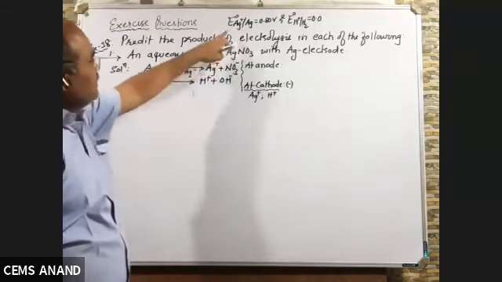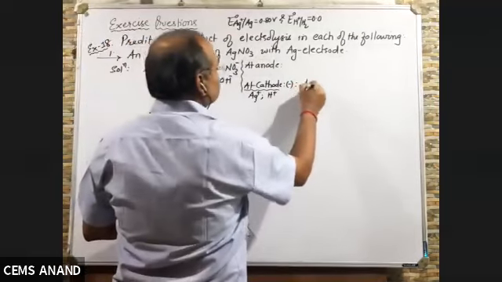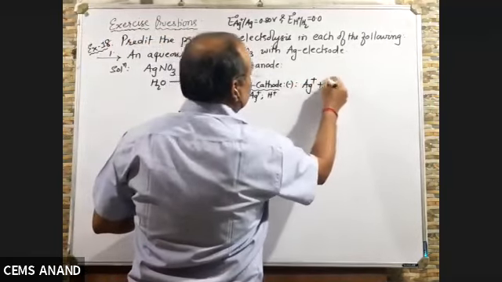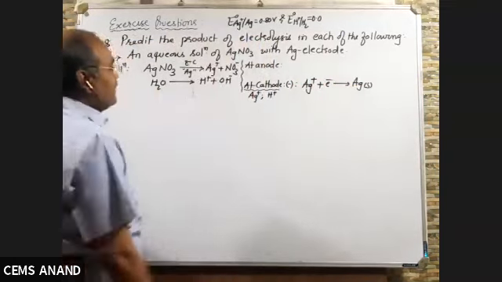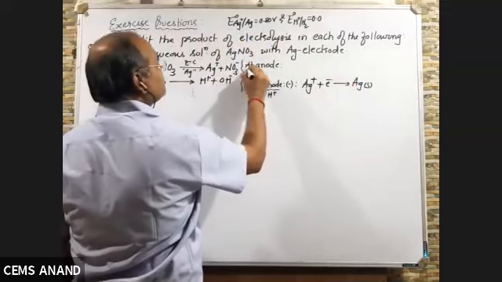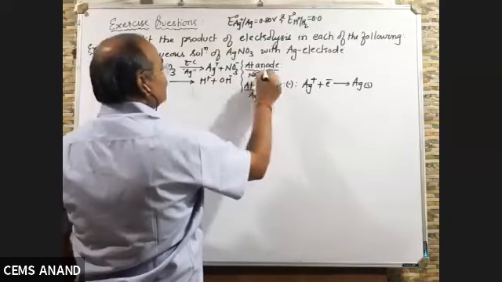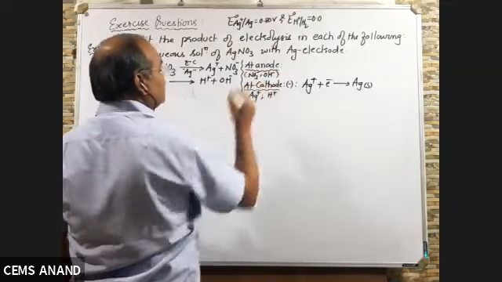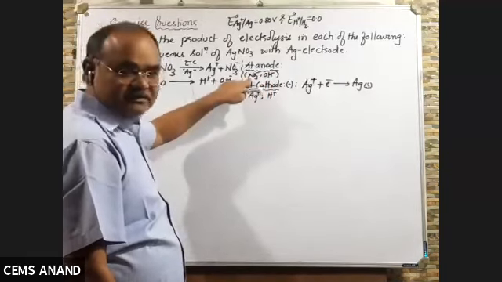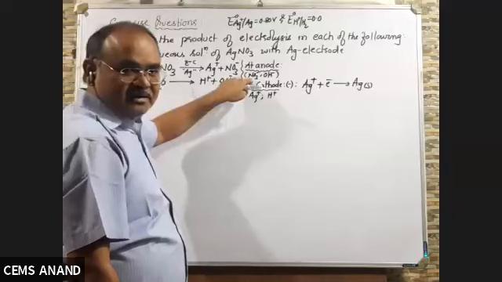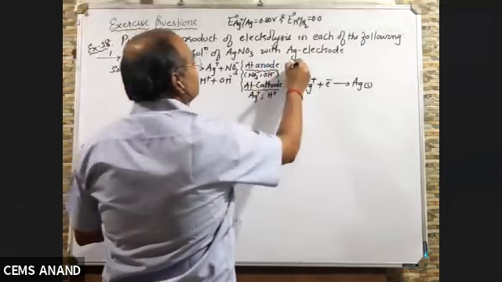But we know reduction potential of silver is greater than hydrogen, so silver will undergo reduction. So Ag plus plus electron will give you Ag solid. So this is your product. Now important is anode. At anode NO3 minus is there, OH minus is also there, right? Now how will you decide? We know the oxidation number of nitrogen is +5 in this, and it is maximum. Further it cannot be oxidized, right? So OH minus will undergo oxidation.